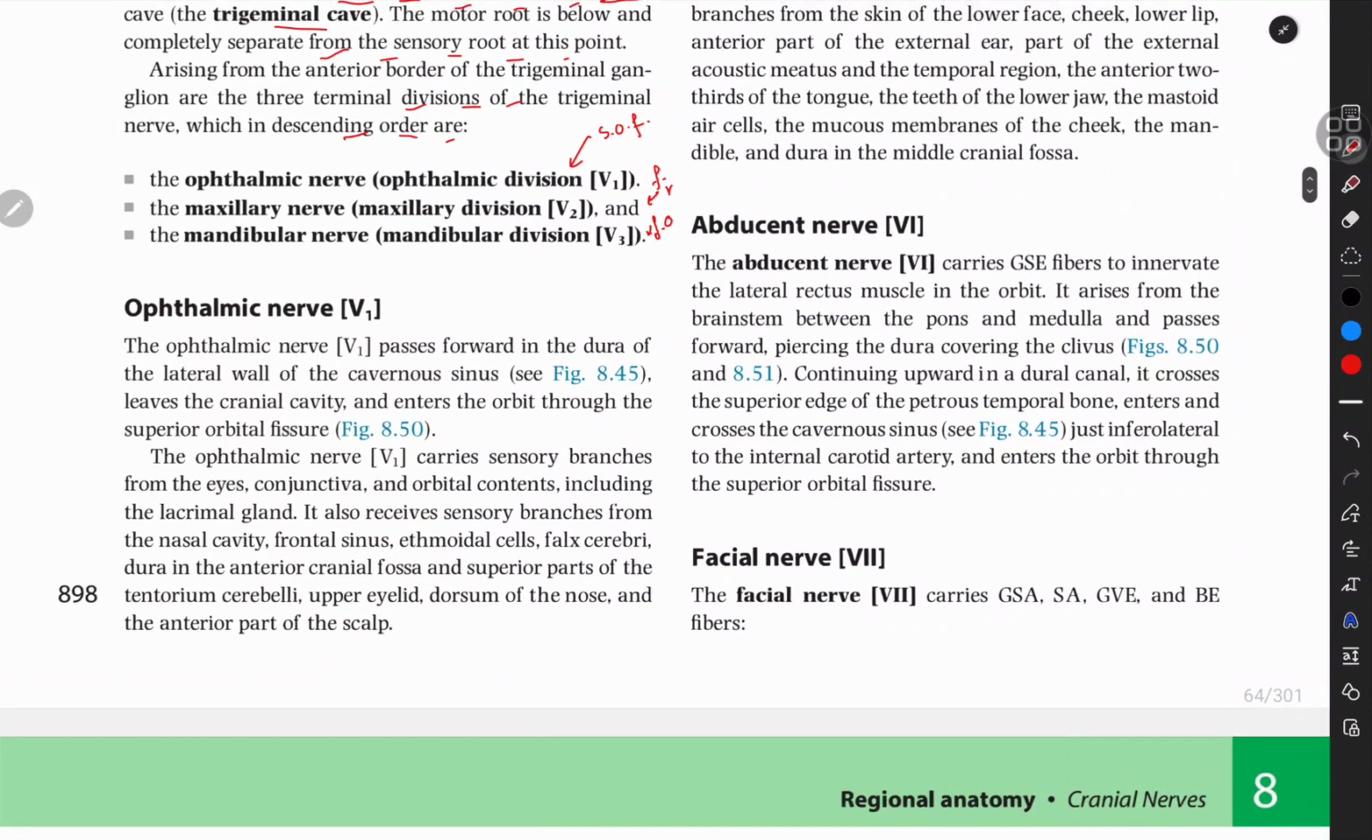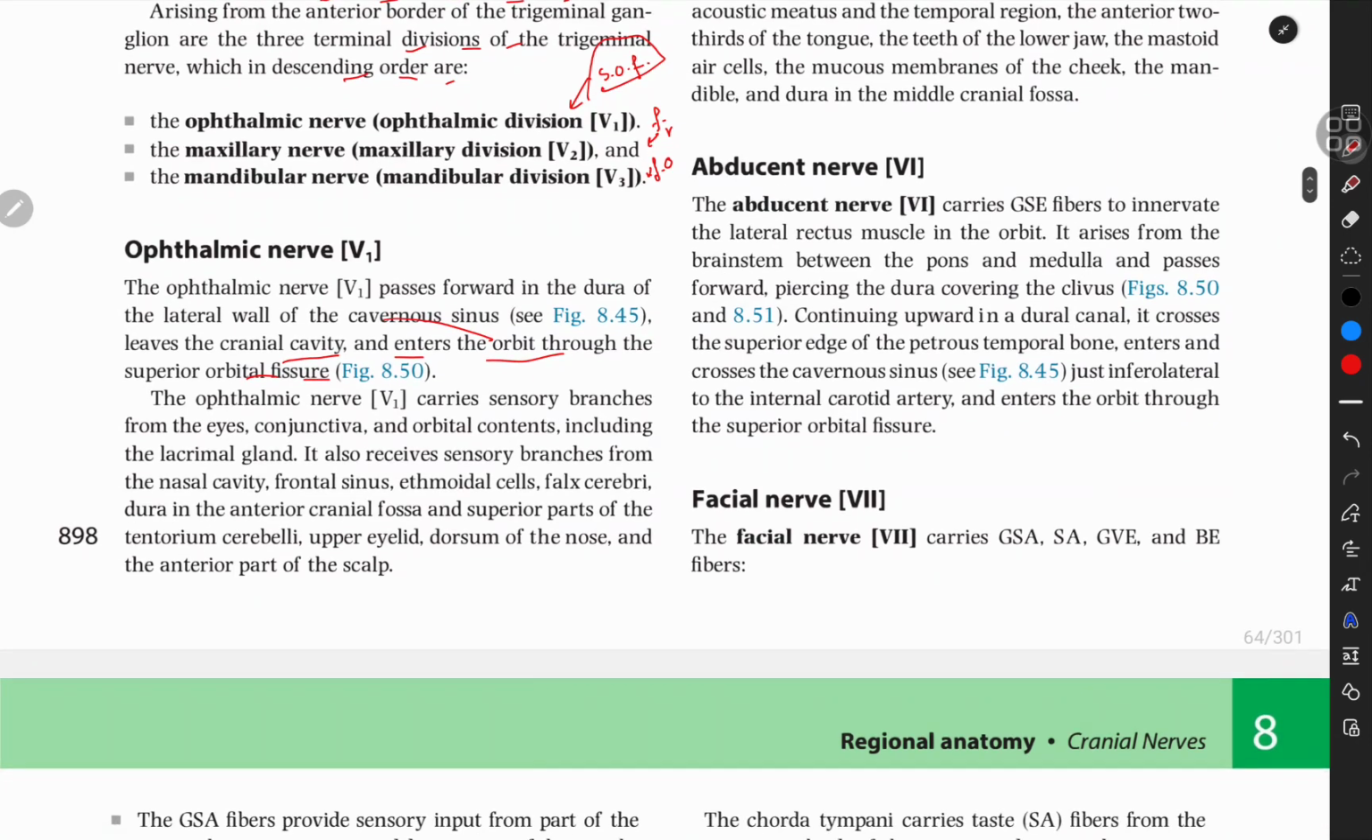Okay, the ophthalmic nerve passes forward in the dura of the lateral wall of the cavernous sinus, leaves the cranial cavity and enters the orbit through the superior orbital fissure. Yes.